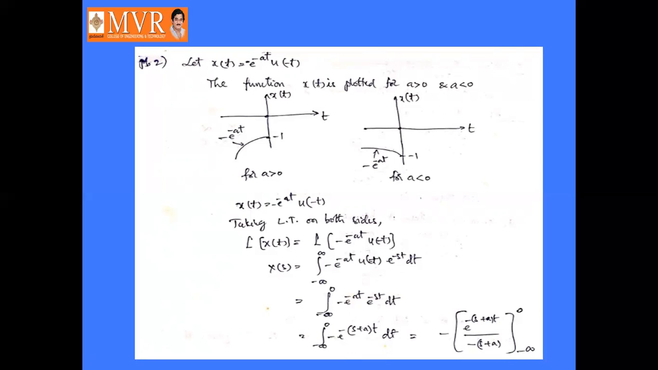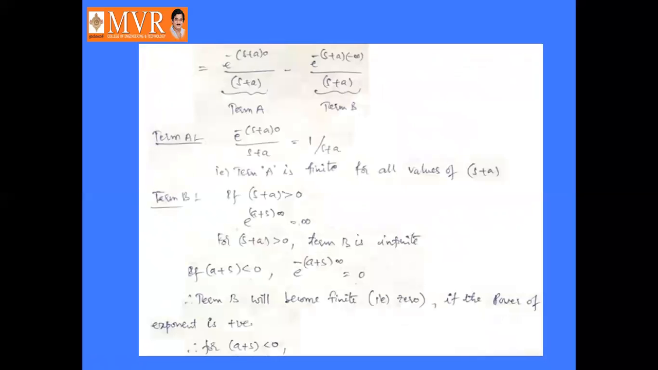So minus of e power minus (s plus a) t is common, dt. So minus of e power minus (s plus a) t by minus of (s plus a) with limits minus infinity to 0. So simply we'll simplify this like the previous problem. So it will become e power minus (s plus a) into 0 by (s plus a) minus e power minus (s plus a) into minus infinity by (s plus a).